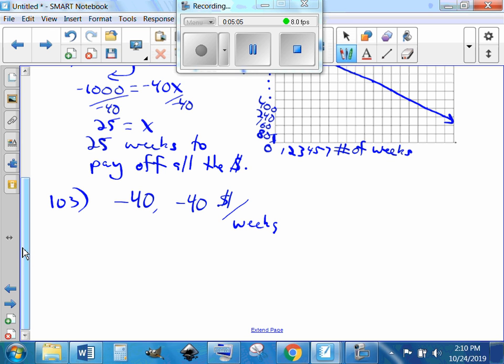So the slope is negative 40, and that means we have to pay $40 less per week. All right, so every week we're $40 less in debt. Or you could say something like, he pays back $40 per week. That's a pretty nice way of saying it. But again, there are multiple ways you could say this in the context. I'm going to say Tom pays back $40 per week.